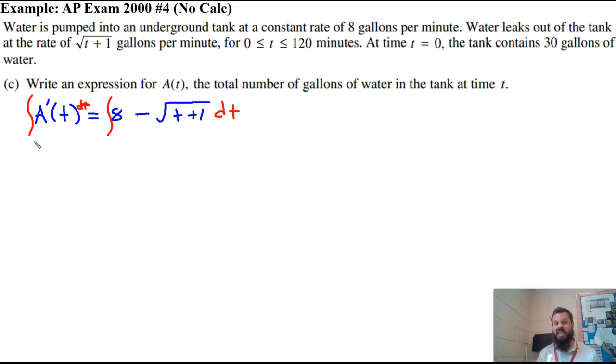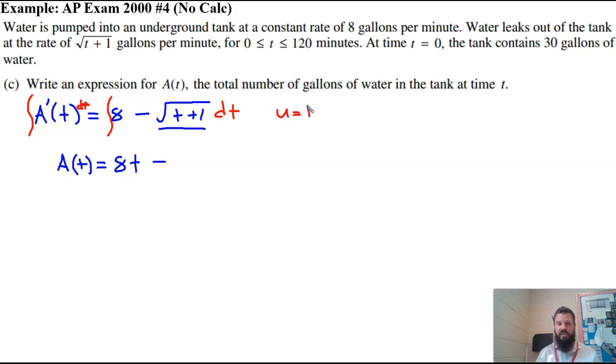Okay, so when I take the integral of a derivative, I get just the normal function. I'll have A of t is equal to, and then I just have to take care of this integral on the right side. Now, splitting this into two parts, the integral of 8 would just be 8t. So easy work there. And then minus, we'll also have to take the antiderivative of this piece, that root t plus 1.